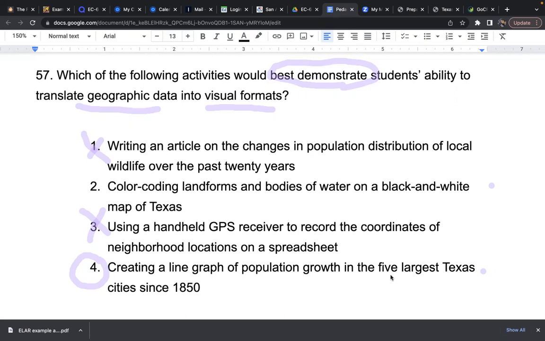Which one of these is better? Now, yes, this is still them. You could argue that 2 is still them translating their knowledge, right? They know what an ocean is, but which is better, which would better demonstrate their ability? And it would be taking this information and putting it into that line graph.